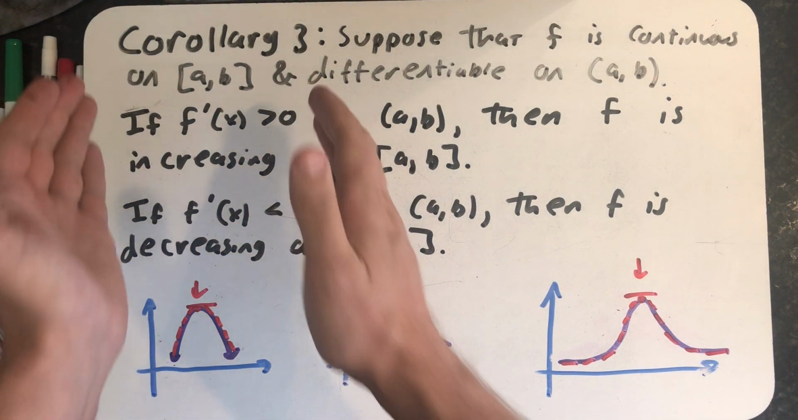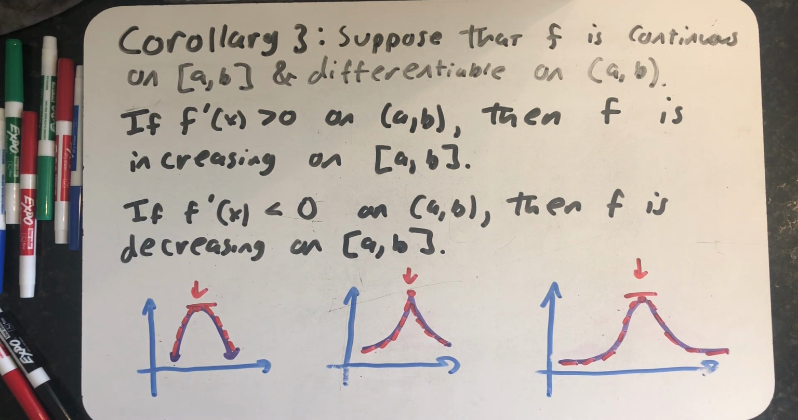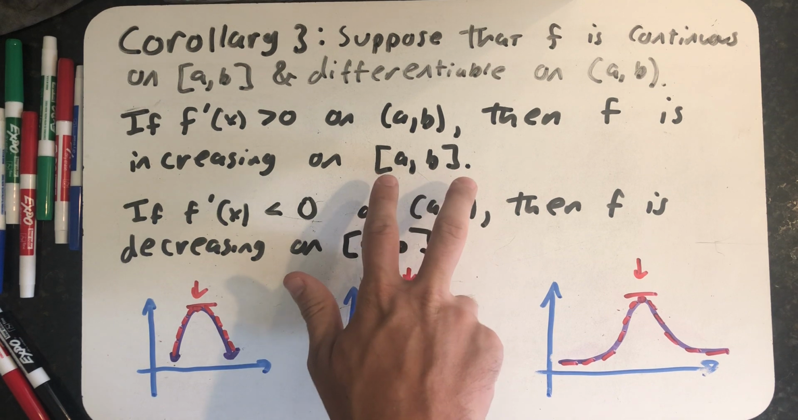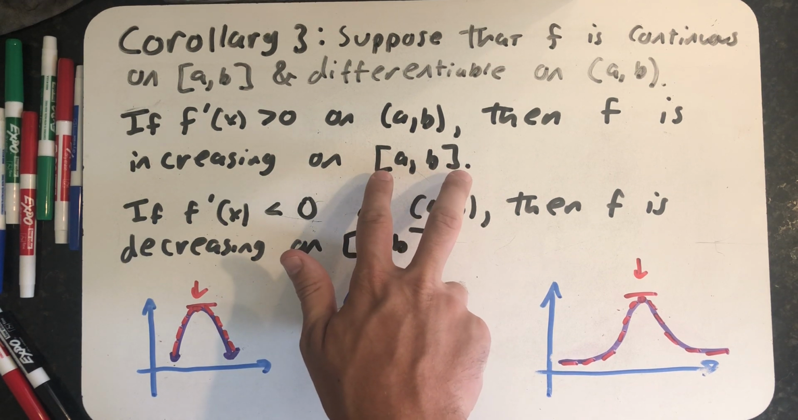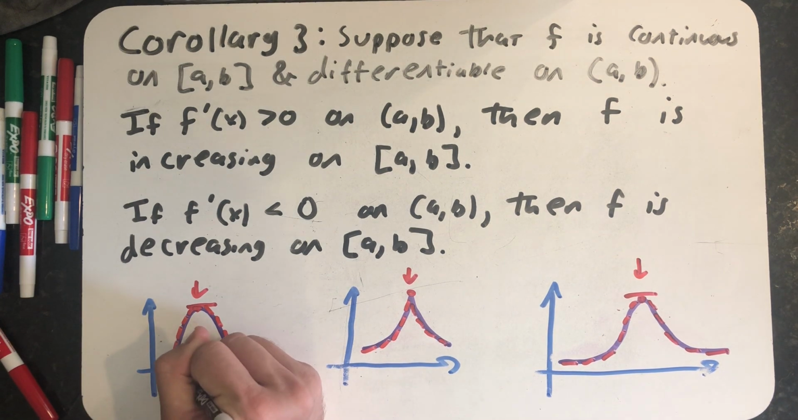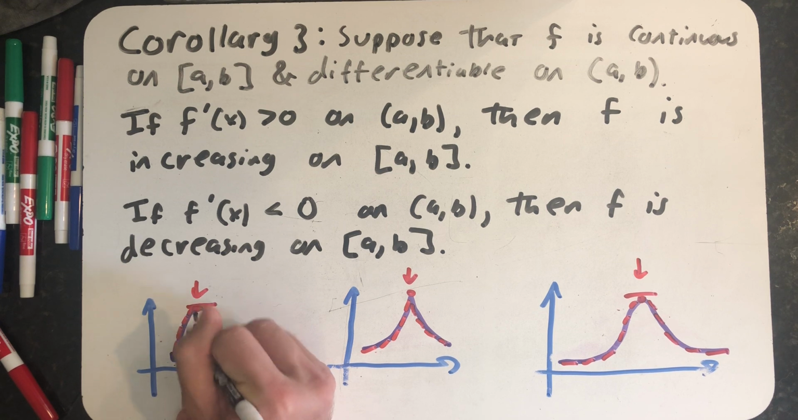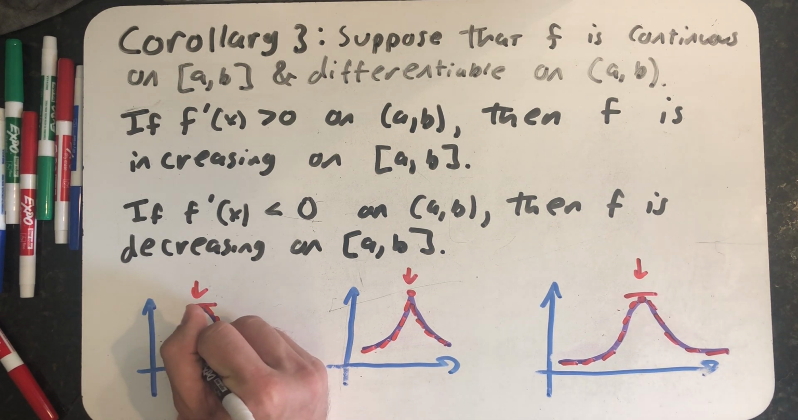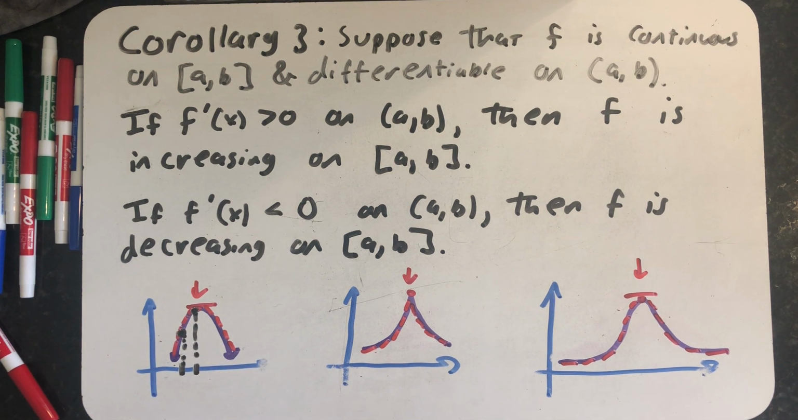So, if I know the signs of the first derivative, I'll know where functions are increasing and where they are decreasing. Now, the third corollary to the mean value theorem tells me that I am either increasing or decreasing on a closed interval. And if I look at any little interval over here, [a, b], where my first derivative is positive, I'm increasing from an endpoint to an endpoint.